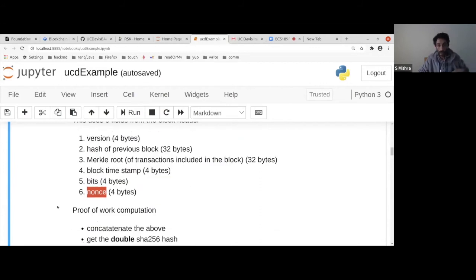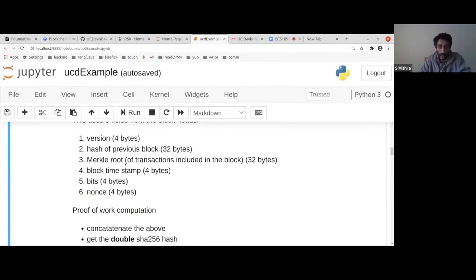Okay. So if you are a participant in a mining pool, because it's just not feasible these days to be a solo miner with your own equipment, the only profitable way to mine Bitcoin is as part of a pool. So the pool operator has no choice on the version. The pool operator will have no choice on the hash of the previous block that's already been mined.